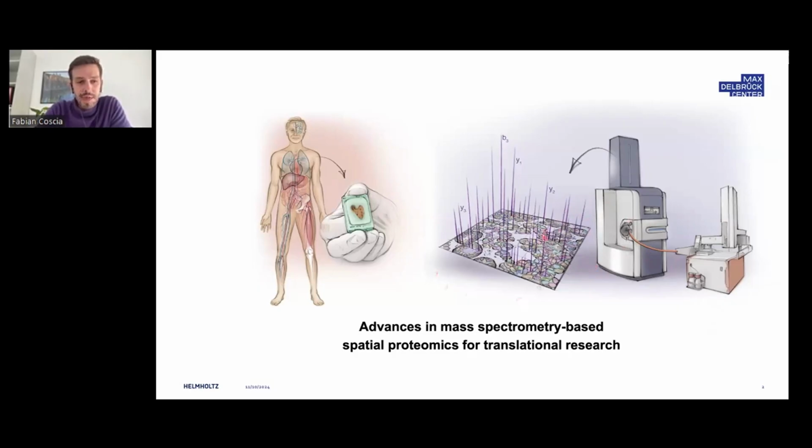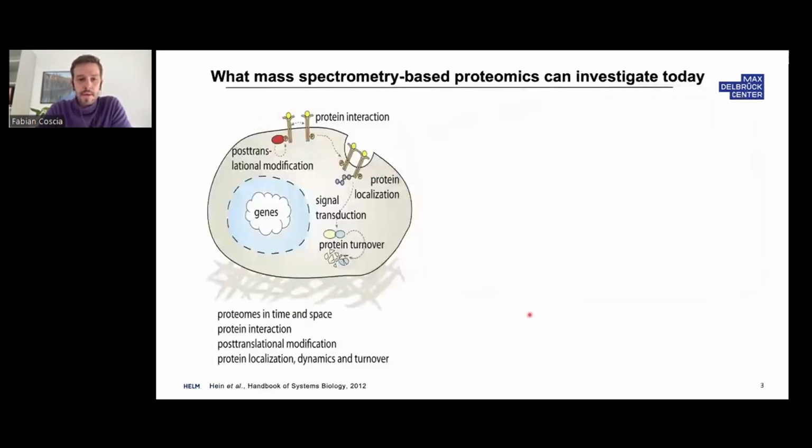My group in Berlin at the Max Delbruck Center focuses on developing and applying spatial tissue proteomics methods, particularly in cancer systems biology, on the basis of ultrasensitive mass spectrometry. But let's first start with some very general background on why mass spectrometry-based proteomics, or MS-based proteomics for short, is such a powerful and important tool, not just for basic research, but in general also for translational research.